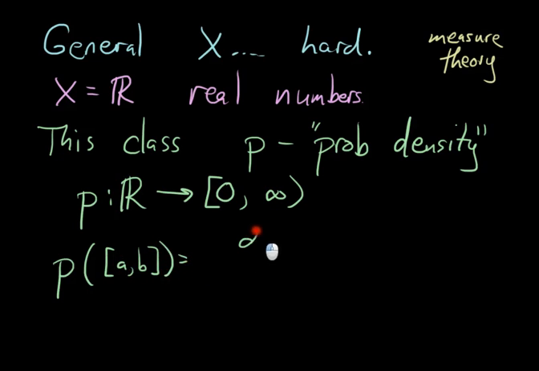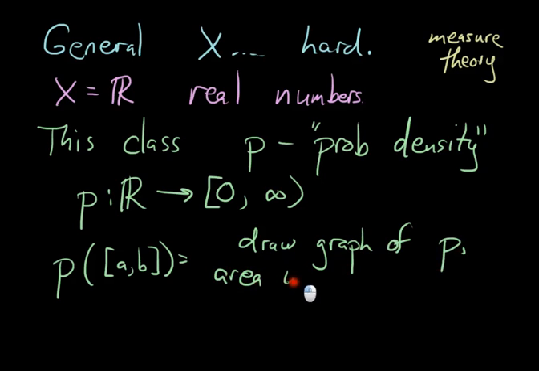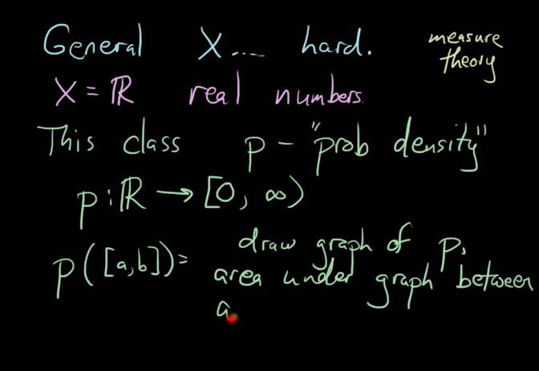And the probability of any particular outcome: you draw the graph of P, and then it's the area under the graph between the 2 points you want. So this sounds kind of complicated, but it's really not. Let's draw a couple examples and it'll make a whole lot of sense.